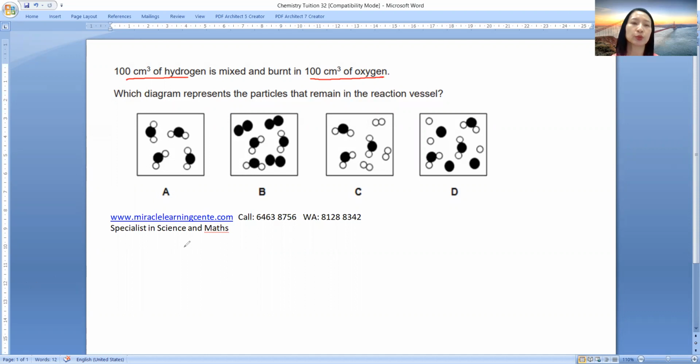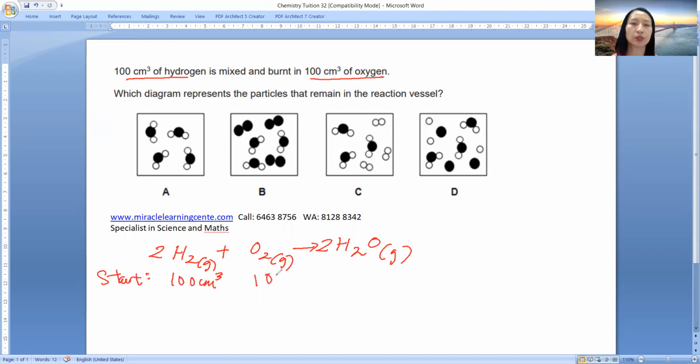So the equation for this reaction will be hydrogen reacting with oxygen to produce water. Then you balance the equation, so you'll need a 2 here and a 2 here. In this case, both of them are gases, so it's not necessary to convert into moles. Gas, and you produce steam. So at the start of the reaction, we have 100 cm³ of hydrogen reacting with 100 cm³ of oxygen.